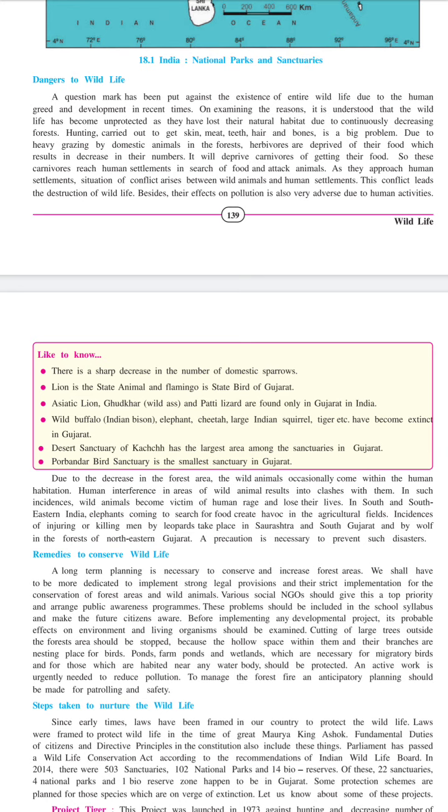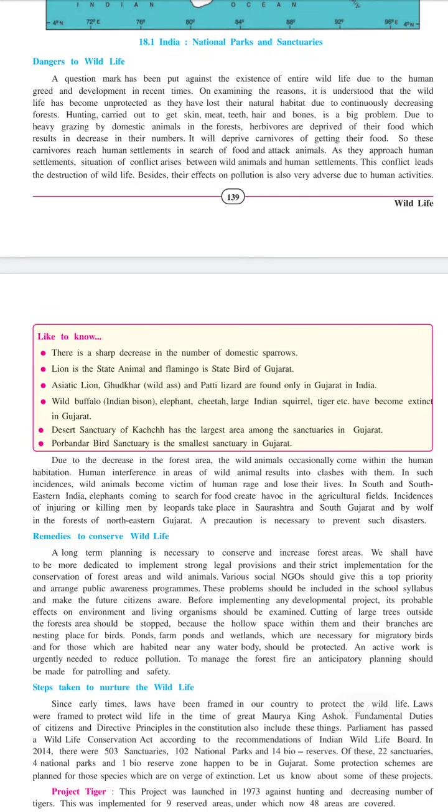Hunting is carried out for their skin, for their meat, for their teeth, hairs, and bones, which is a very big problem to us. And also the domestic animals which are grazing in the forest, they also destroy the natural habitat of the wild animals. The herbivores are deprived of their food, which results in the decrease in their numbers.